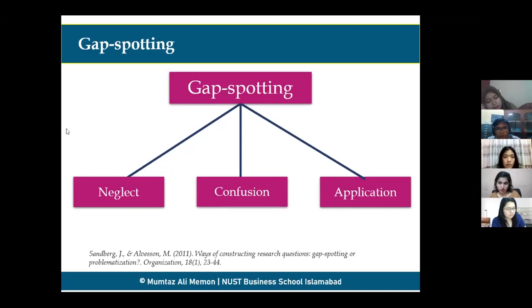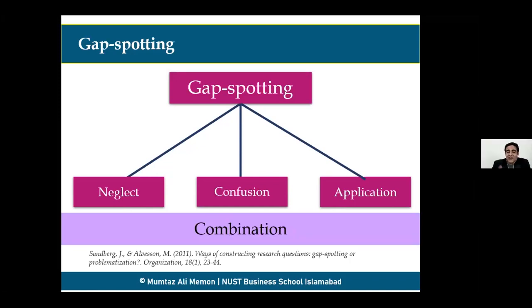So: neglect, confusion, and application. Sometimes it's not necessary that they stand alone, but you may think to combine them in one paper. You are talking about this area being under-researched, you are also talking about there being confusion, and you are also talking about wanting to apply the theory in a different setting. So it's maybe a combination, not necessarily all together in one paper, but maybe two, maybe three, or a combination of one another. So you have to start thinking this way in order to extract some of the hot spots where you can park your research in the later part.